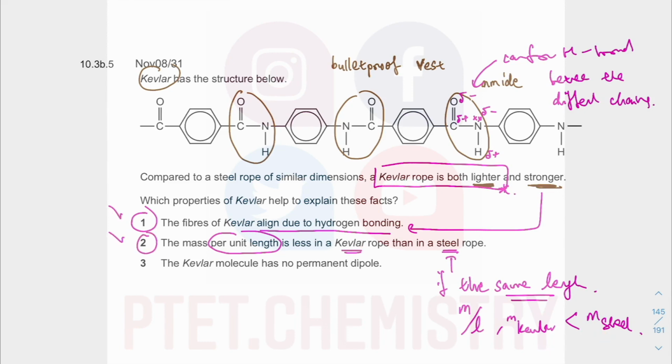2 is correct as well. The statement that the Kevlar molecule has no permanent dipole is incorrect. I just showed you that. If 1 is correct, 3 is incorrect, because the fact that you can form hydrogen bond means that you have very polar bonds, as a result of these permanent dipoles. Alright, so 3 is wrong, only 1 and 2 are correct.